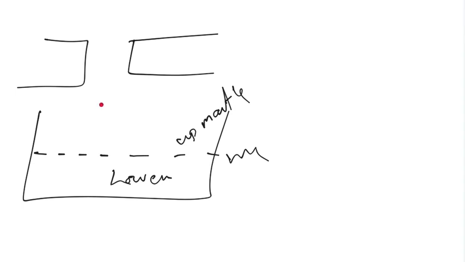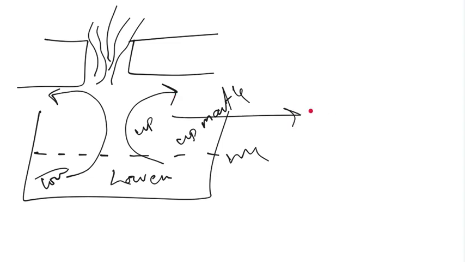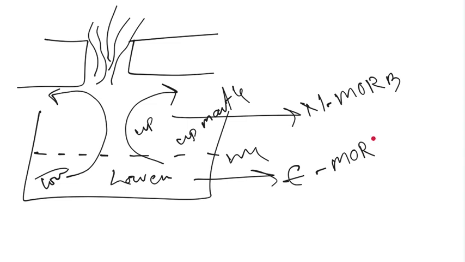Now the convection is going on. Now this erupting lava may be of the upper mantle or maybe of the lower mantle, because of convection going on. If it taps the upper mantle, we say that it is N-MORB. And if it taps the lower mantle, means it comes from the lower mantle, then it will be called E-MORB.